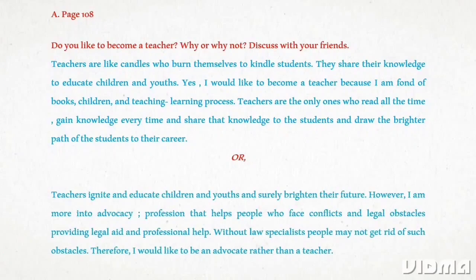Or, if you don't like to be a teacher, teachers ignite and educate children and youth and surely brighten their future. However, I am more into advocacy. In the place of advocacy, you can write any profession you like. Advocacy is a profession that helps people who face conflicts and legal obstacles, providing legal aid and professional help. Without law specialists, people may not get rid of such obstacles. Therefore, I would like to be an advocate rather than a teacher.